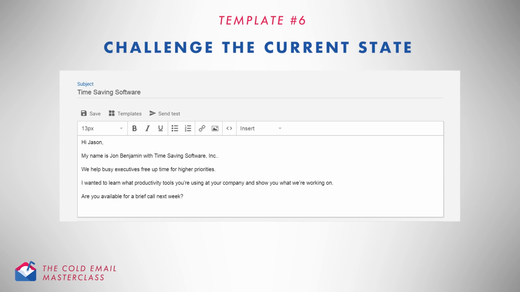And lastly, challenge the current state. This is a template we have at Mailshake. Works really, really well, and you can see a screenshot here.